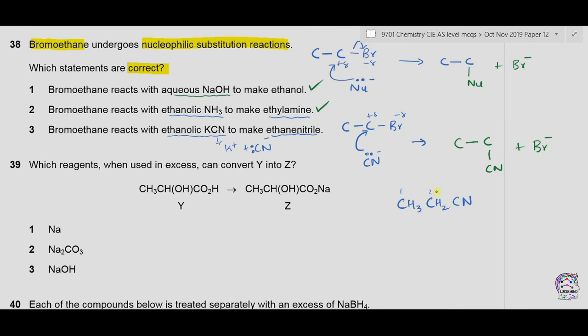We have 1, 2, 3 carbon atoms, and nitrogen is triple bonded with one of the carbon atoms, so it is propane nitrile. As propane nitrile is formed instead of ethane nitrile, therefore this option is incorrect. So option 1 and 2 are correct, therefore the answer is B.